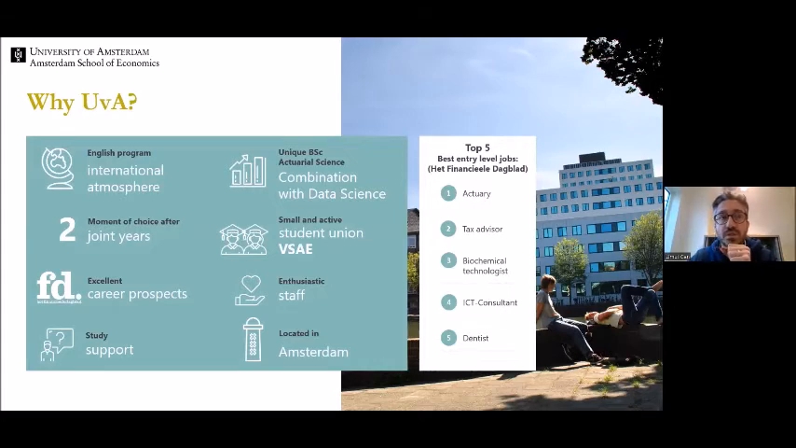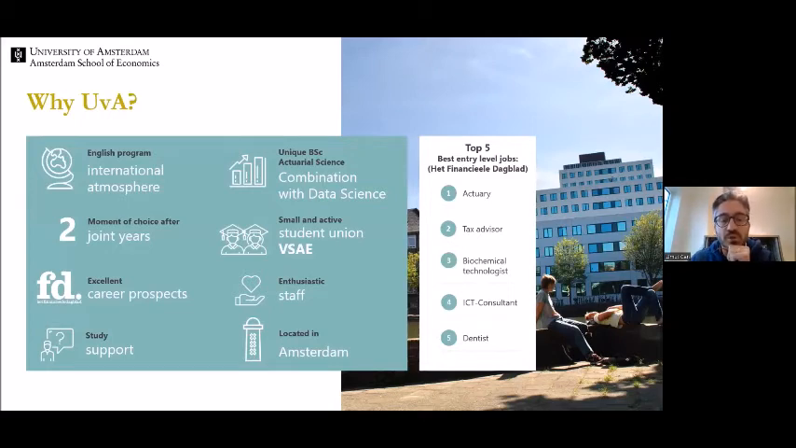We are the only university in the Netherlands that offers a bachelor's program in actuarial science. So if you want to study actuarial science as a bachelor's program in the Netherlands, University of Amsterdam is your only choice, essentially. We offer a combination with data science. You can directly study data science within the econometrics specialization. But yeah, data science is taking more and more space in our curriculum because it's an important and growing field.